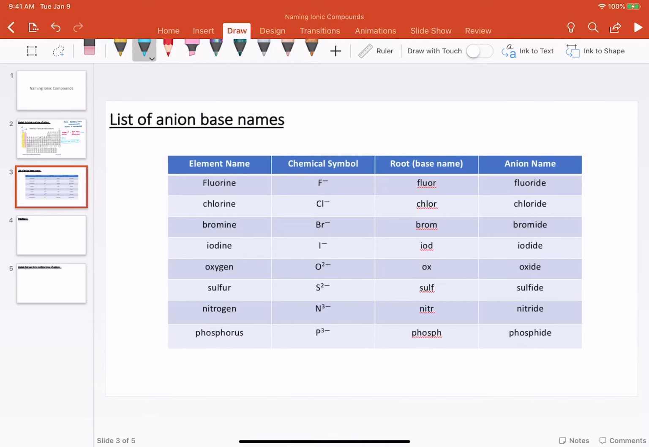These are all of the base names of the anions that are going to be most commonly used in this class. And you're going to need to memorize this column here. Those are the roots of each of those element names. Notice how you take the root and then you add IDE to the end. For example, for fluor, you have the root fluor and then you add IDE. Chloride, bromide. Okay?